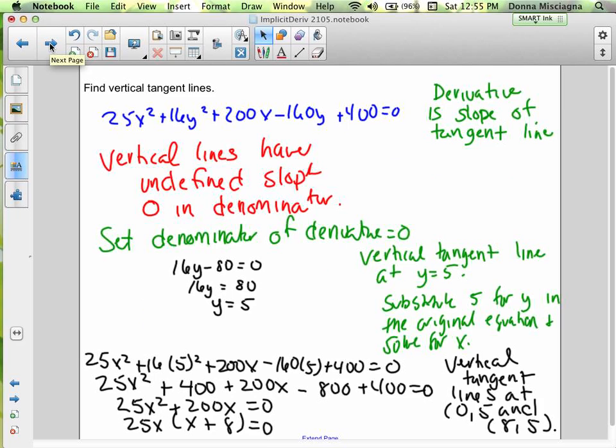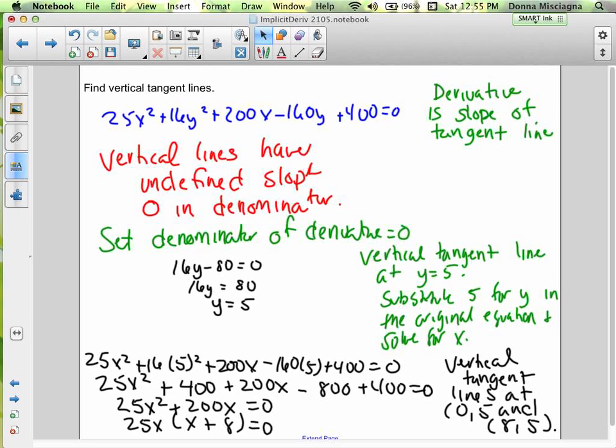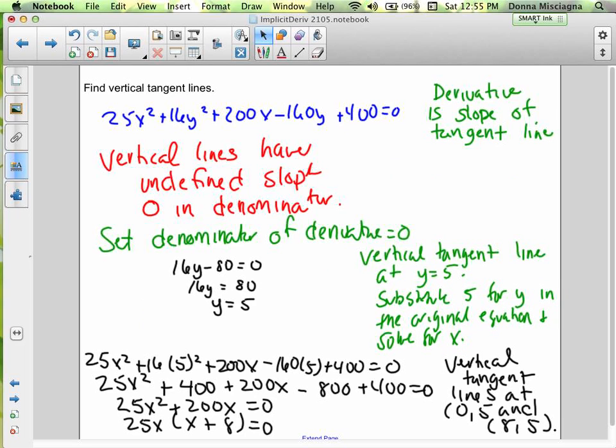All right, so we set our denominator equal to 0. 16y minus 80 was the denominator, and we found y equals 5 was where we had the vertical tangent lines. And we need to find the x values, right? So we had to substitute 5 for y into the original equation and solve for x, and it was no more difficult than the other one was.